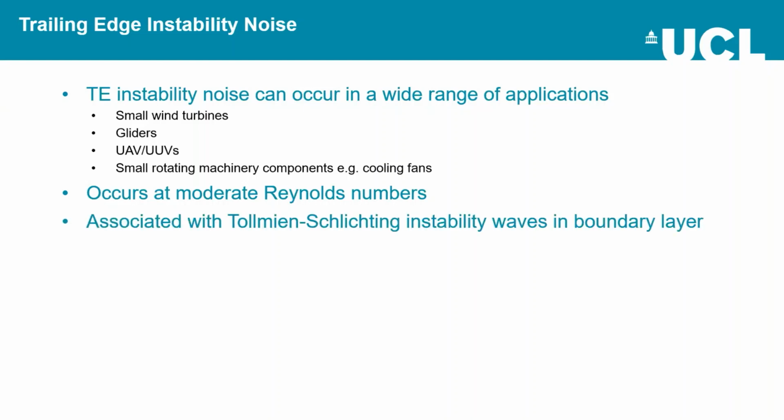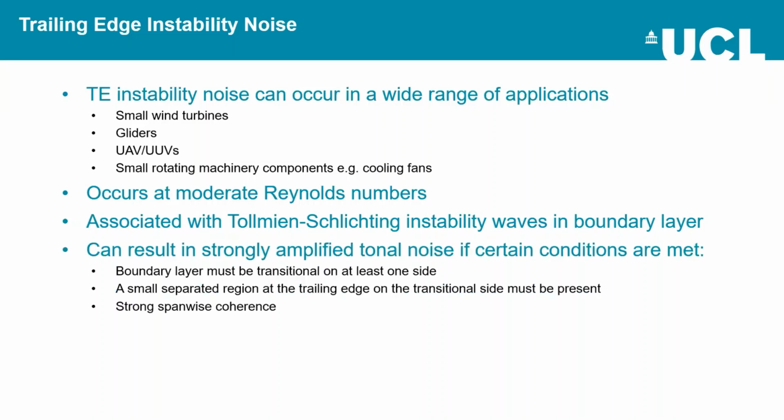It's associated with something called a Tolman-Schlichting instability wave. Now, that's the wave that's responsible for the transition of the boundary layer, which is why it only generally occurs at moderate Reynolds numbers. So it's where the boundary layer is still transitional, hence why it's referred to as instability noise. And under certain circumstances, this can result in very strongly amplified tonal noise if certain conditions are met.